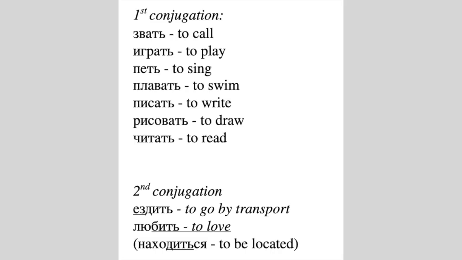And we are slowly getting to the end of this video. We are going to look at the verbs and at different conjugations. So let's look at these examples. These are verbs of the first conjugation. Звать, to call, играть, to play, петь, to sing, плавать, to swim, писать, to write, рисовать, to draw, and читать, to read. And then the verbs of the second conjugation, we'll look at ездить, to go by transport, любить, to love, and находиться, we talked about, to be located.